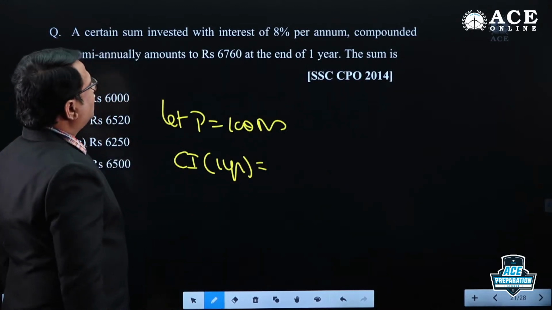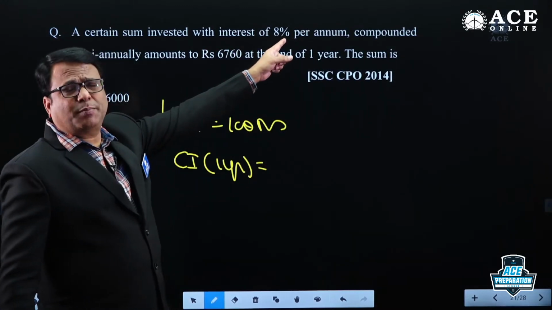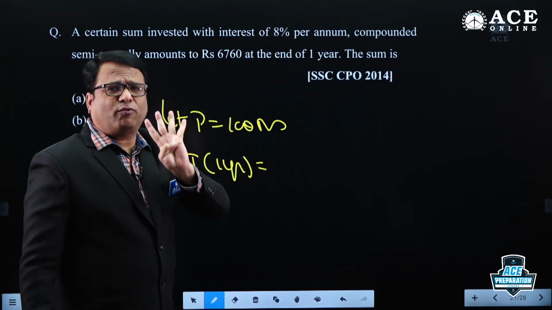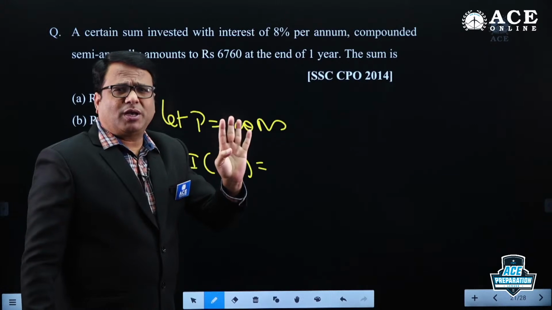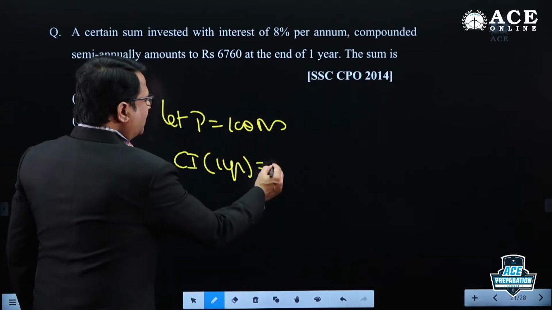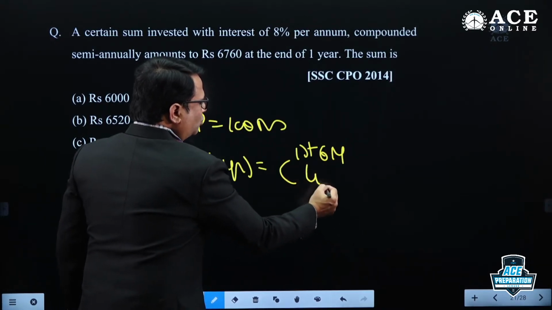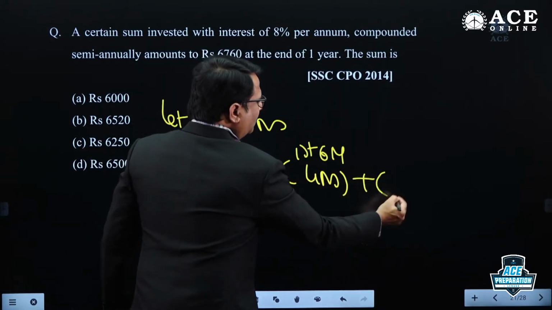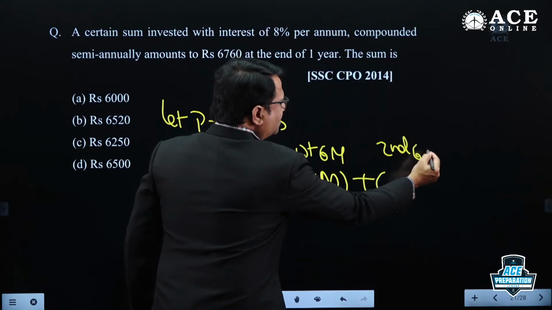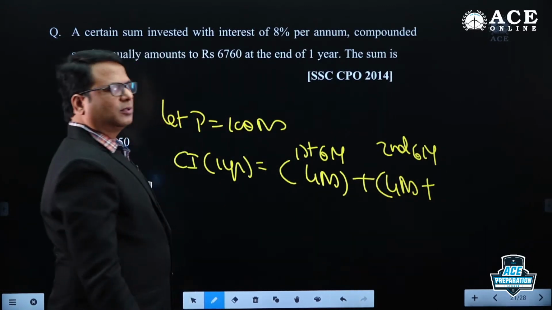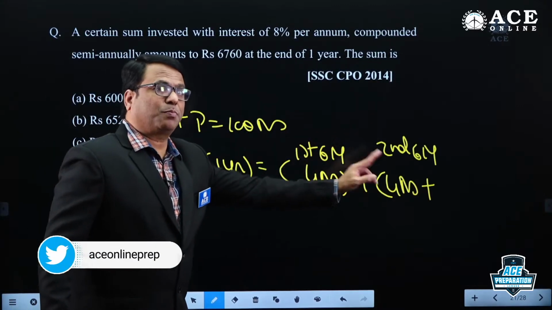What is the applicable rate? Rate of interest is given as 8% per annum. So for 1 year, if it is 8%, for 6 months it should be 4%. So the applicable rate is 4%. The interest for the first 6 months is 4 rupees, and for the next 6 months also 4 rupees, plus.